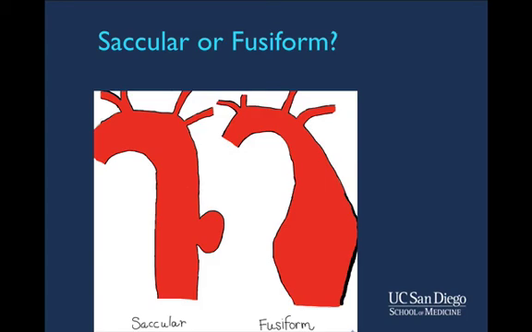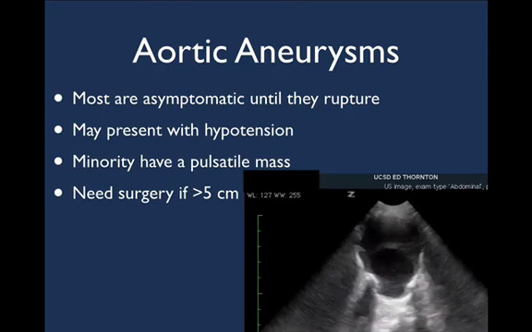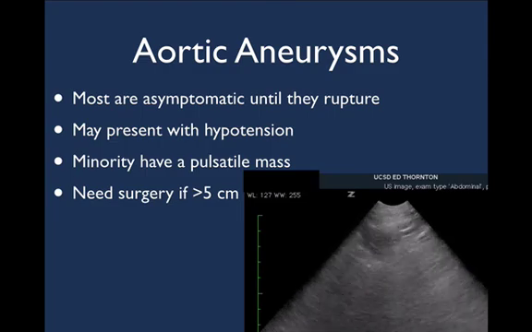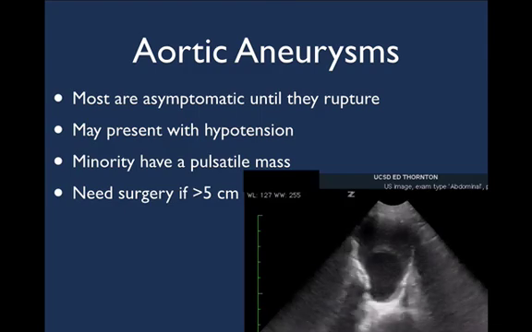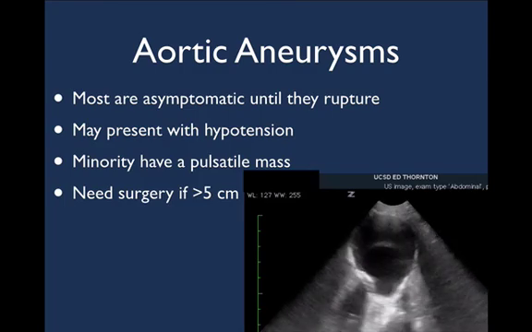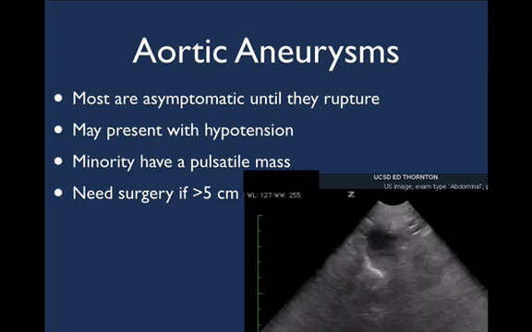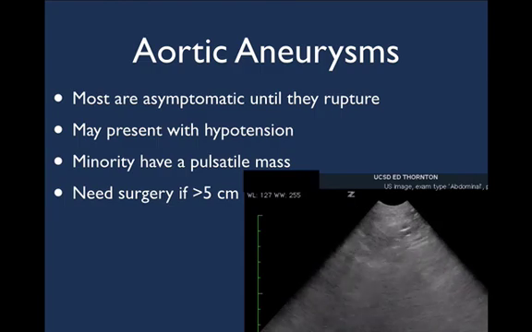5% of aneurysms are saccular and are a focal outpouching of the aorta. 95% of aneurysms are fusiform in nature. Most aortic aneurysms are completely asymptomatic until they rupture, at which point they have a 90% mortality. Patients may present with abdominal pain or hypotension. Only 25 to 30% of patients with an abdominal aneurysm of 5 centimeters will actually have a pulsatile mass.